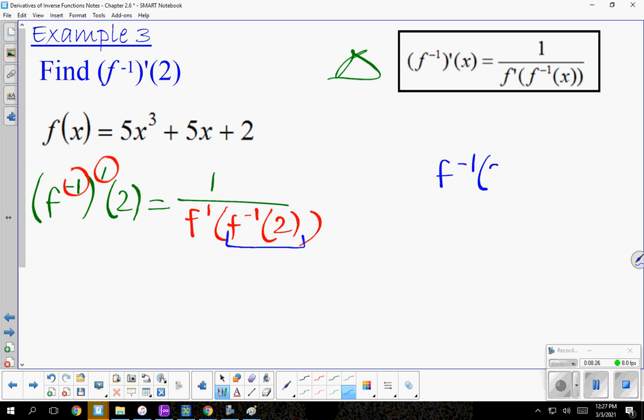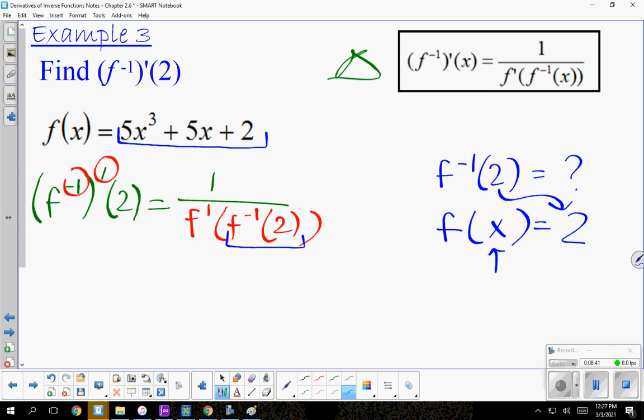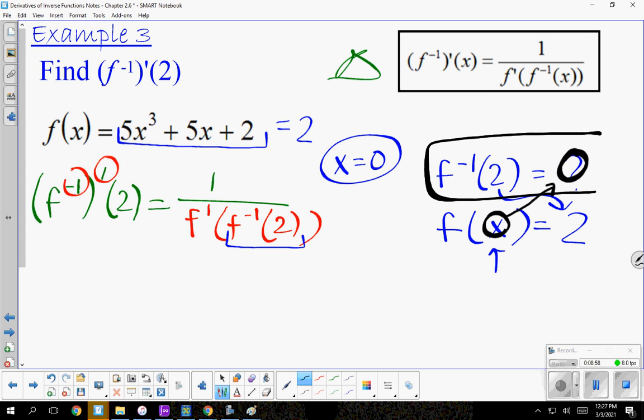So f inverse of 2 is what I'm looking for, which means I can use the original function, and again, those x's and y's are just switched. I'm looking for this x value. So I need to set the function equal to 2. I need to set this equal to 2. And I see if you use your graphing calculator, we'll get that x equals 0. So what that means is that if f of 0 equals 2, then f inverse of 2 must equal 0. And I can use this to replace f inverse of 2 with 0.